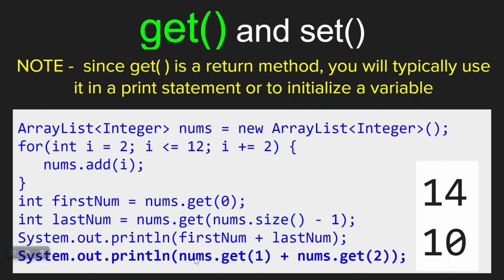So let's look at what this is going to do. nums.get(1) is going to go to index 1, which is the number 4. And then it's going to add to it nums.get(2), which is the number 6. So you can think of this as 4 plus 6, which obviously adds up to 10. And so we would print the number 10 next. The get method can be used in a variety of different ways, but typically it's used either in a print statement of some kind, like you see down here, or it's used to obtain a value and store it in a variable.